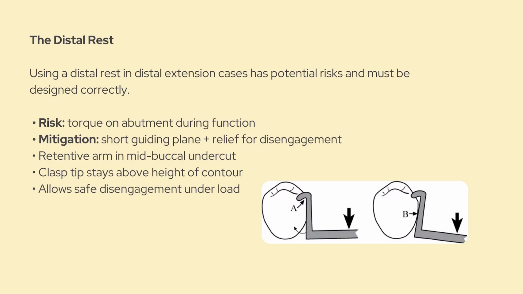Still, to really minimize torque, we try to place the retentive arm into a mid-buccal undercut and keep the clasp tip above the height of contour. That way, if the prosthesis moves, the clasp will just disengage instead of digging in.